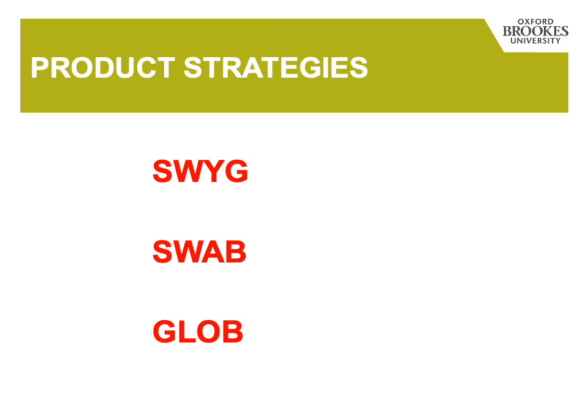Product strategies. In formulating product policies, three basic acronym choices. SWIG, sell what you got, SWAB, sell what people actually buy, and GLOB, sell the same thing globally, disregarding national frontiers.